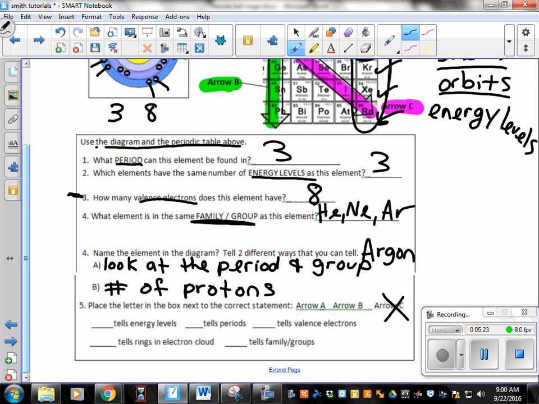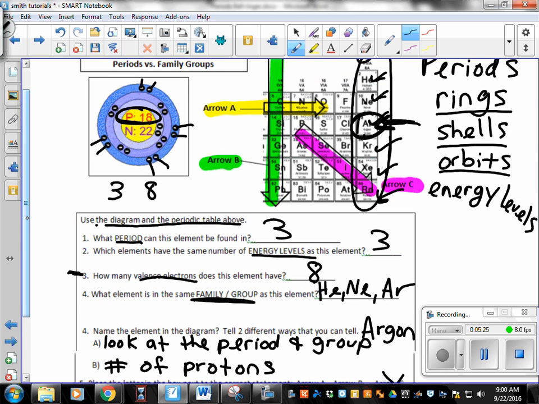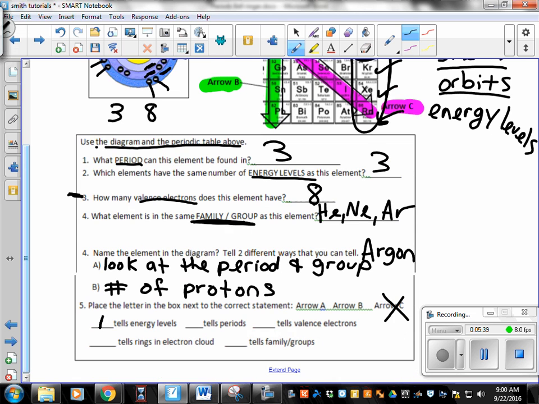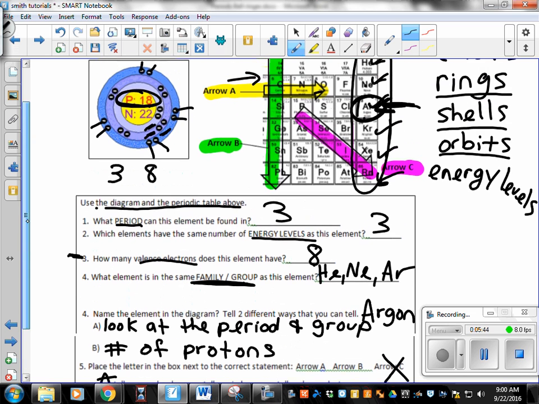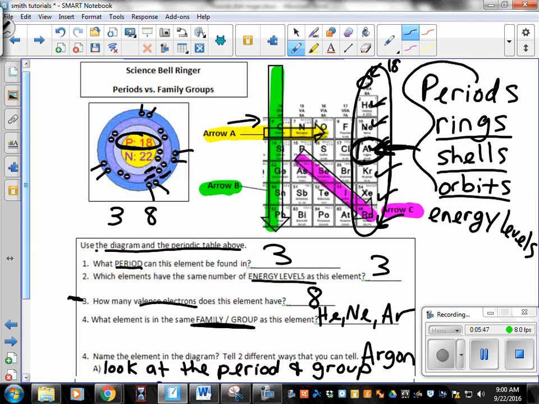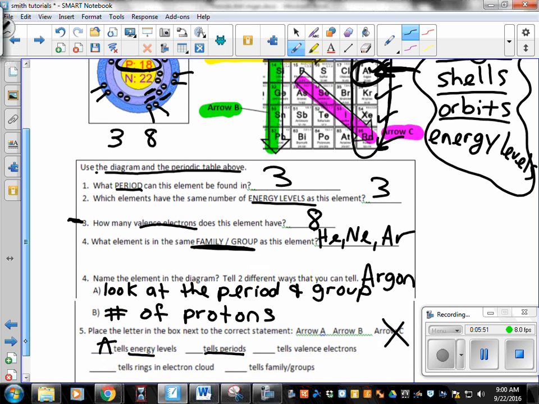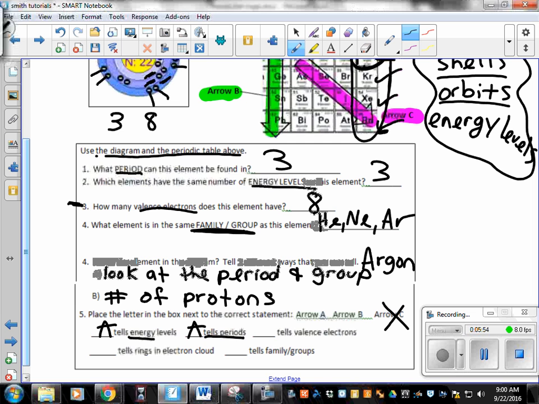So, tells energy levels. Let me go up. I know energy levels is the period. They're going across. So this element had 3 energy levels because 3 rings. It was in period 3. So energy levels is arrow A. Tells periods. I know energy levels and periods go together. All of these go together. So that's also arrow A.